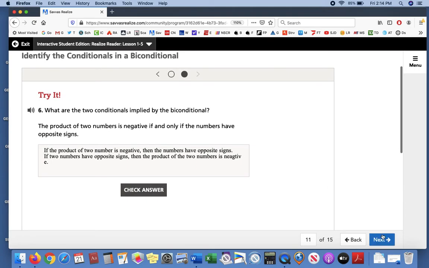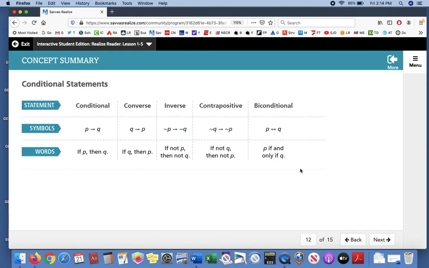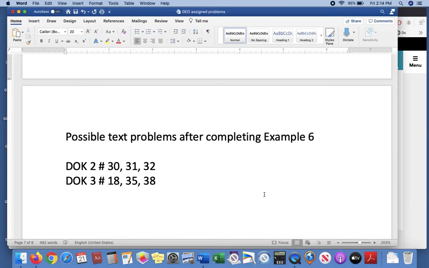And that is the end of the whole lesson. So here is a review, the concept summary, I should say. Conditional, converse, inverse, contrapositive, and biconditional, and how you write them with symbols, and how you would say them with words. If you want to do a screenshot of that, that's another good one to do a screenshot. I offered that up in the first lesson of the unit. And now you should be able to handle these 6 problems: 30, 31, 32, 18, 35, 38.